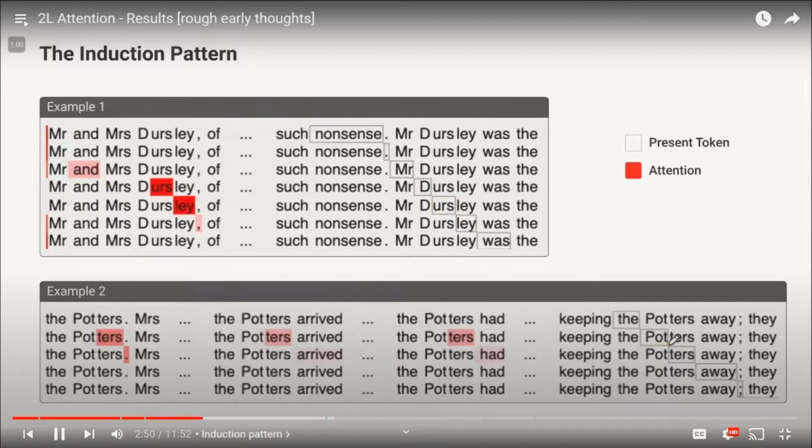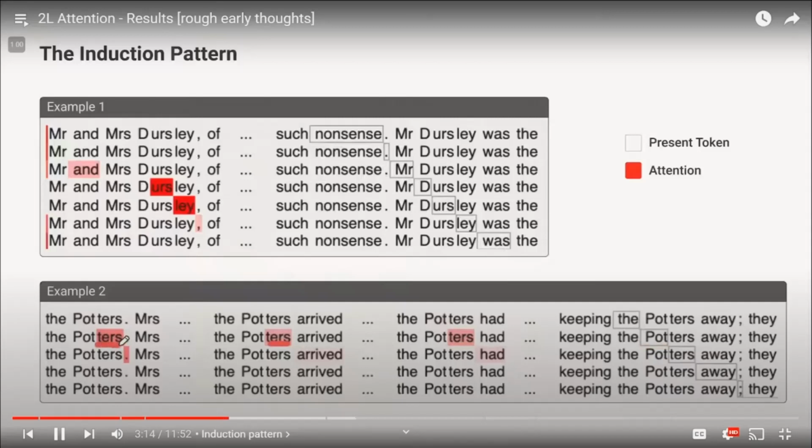This is all from the first paragraph of Harry Potter, by the way. I've been having some fun using that as a standard piece of text to play around with, but you can also observe this on lots of other text, and it works very reliably. If the present token is pot, well, we have the Potters, so we attend to the token that followed pot previously, TERS.